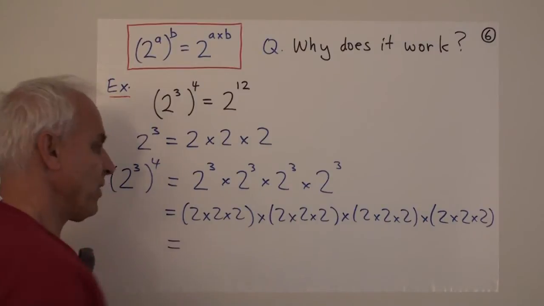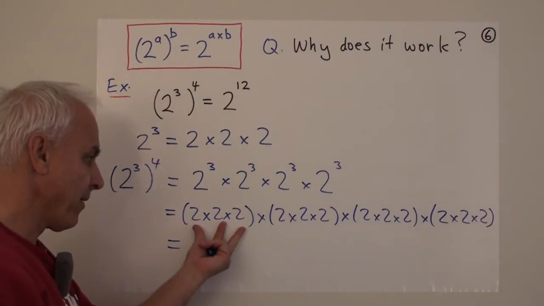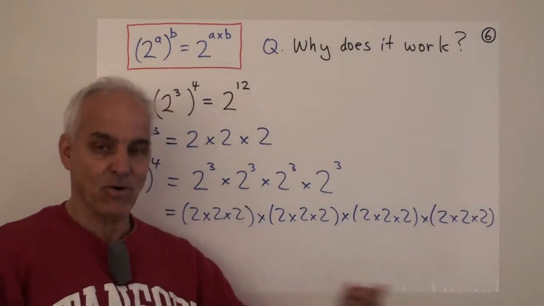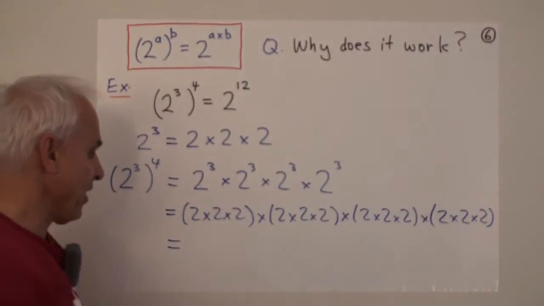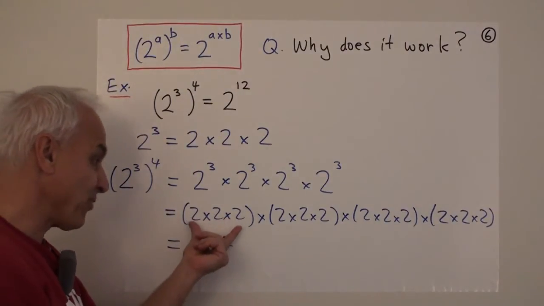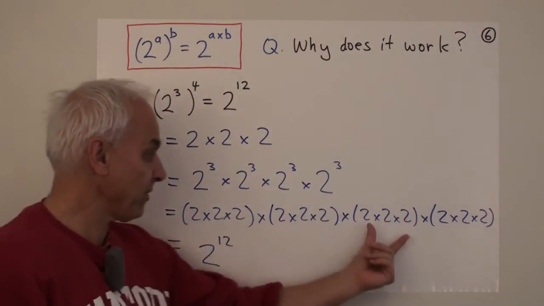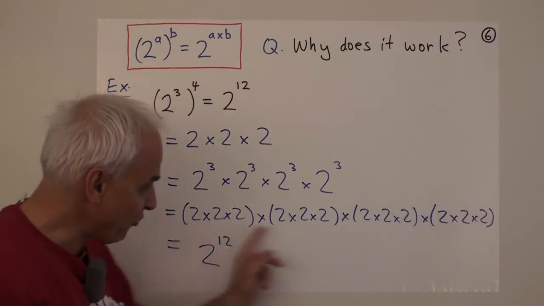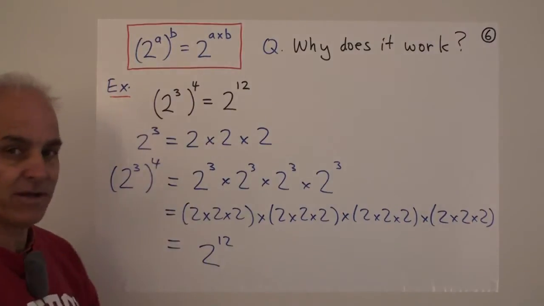And how many 2's do we have altogether? Well, there's 3 there, and there's 4 groups of 3. So altogether there are 12 2's multiplying together. We're getting 2 to the 12th because the number of 2's is 3 times 4. 3, 3, 3, 3, for a total of 12 2's. And so the product is 2 to the 12th. That's the rule that we were trying to establish.